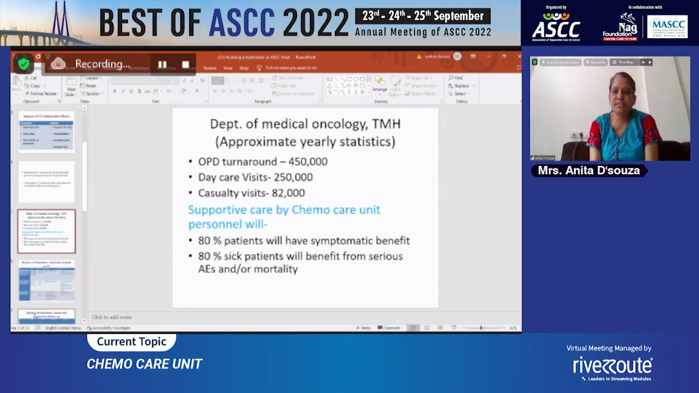At the Department of Medical Oncology at Tata Memorial Hospital, the approximate yearly statistics are as follows. There are about 450,000 OPD turnarounds for chemotherapy. There are about 250,000 daycare visits in a year, and about 82,000 of them are casualty visits for the toxicities related to chemotherapy. And we envision that supportive care by the chemo care unit personnel will help in having symptomatic benefit to about 80% of our patients. Of them, the sickest patients would benefit from either not getting into serious adverse events or succumbing to these adverse events because of chemotherapy.